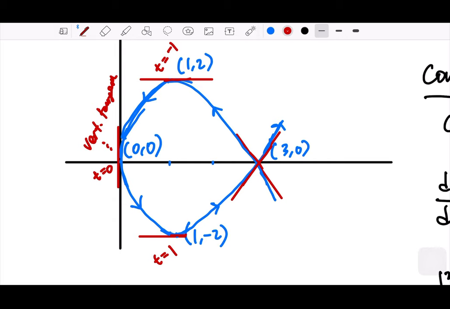And so, essential in parametric, aside from how to measure the slope, the tangent, and the concavity, also on the graph, you need to have its direction, and you also need to mention t, because now this is our parameter.